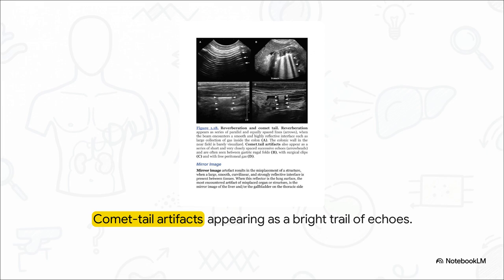Because the machine calculates depth based entirely on how long it takes an echo to return, it assumes this delayed second, third, and fourth bounce are actually separate structures located deeper and deeper in the tissue. It ends up painting these totally fake, equidistant parallel lines or a bright trail straight down your screen.